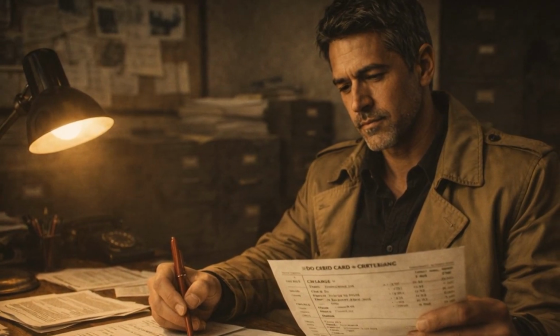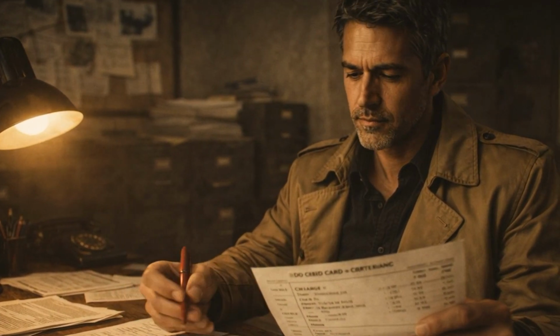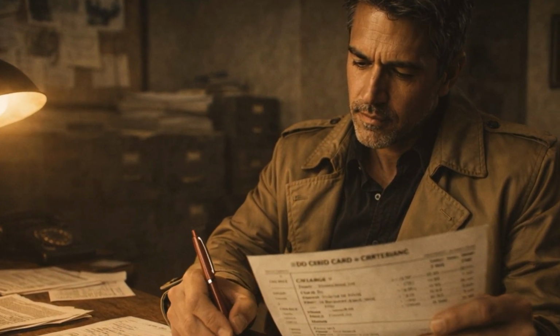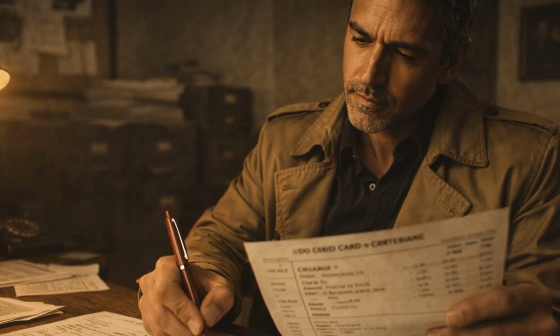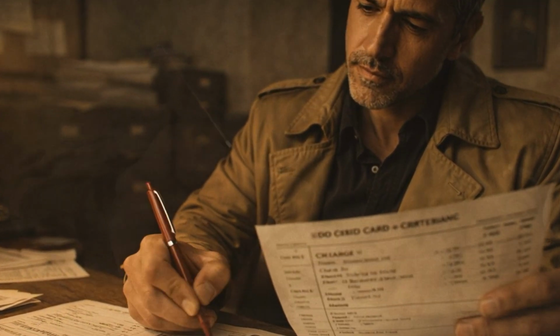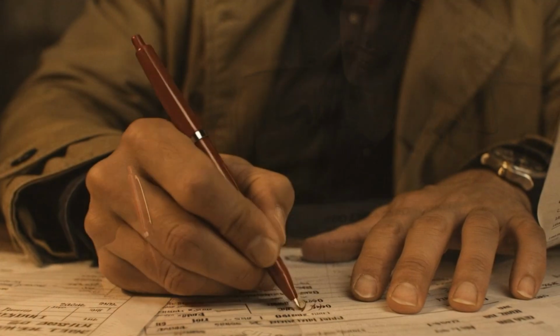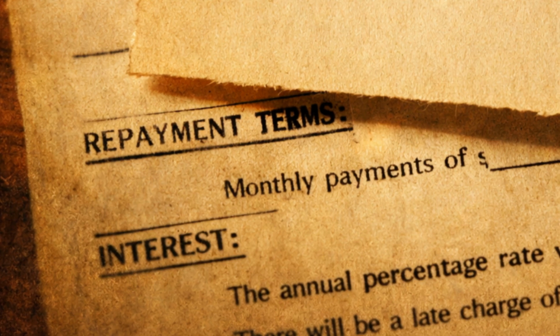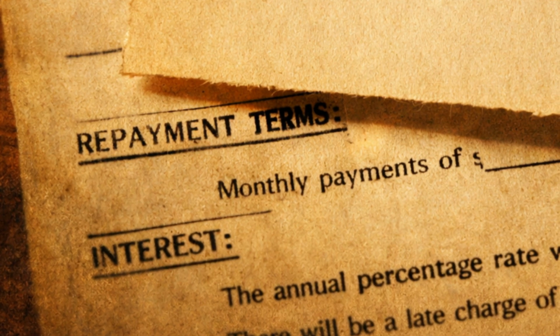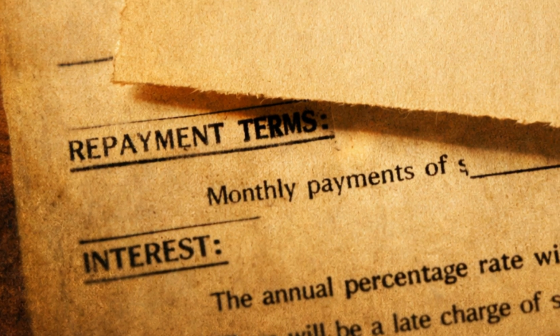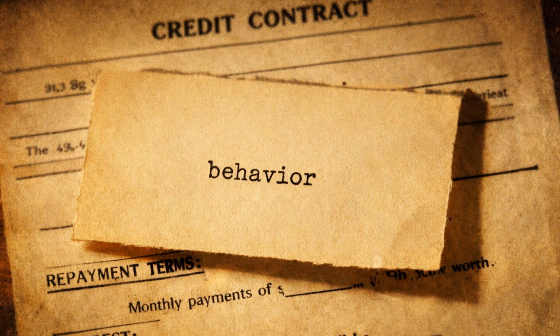This outcome is often explained as behavior. Households are described as overspending or failing to manage repayment effectively. But this explanation remains incomplete. It focuses on decisions while the structure remains unchanged. Because the payment itself is not neutral, it is defined by the contract, and that contract determines how the balance evolves over time.